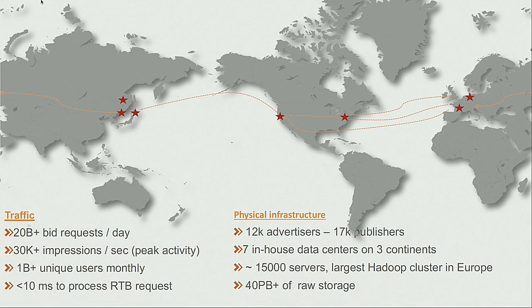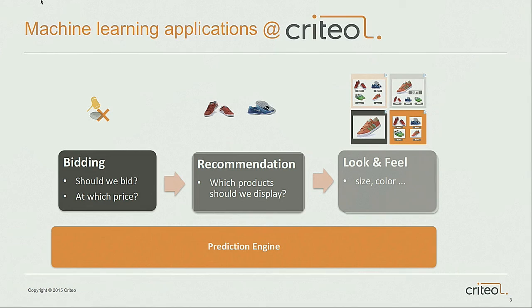Those are some of the numbers. We have to process like 20 billion requests per day, so that's huge. And we have to answer very quickly, so this has a huge impact on the models that we have to design. Where is the machine learning in this?